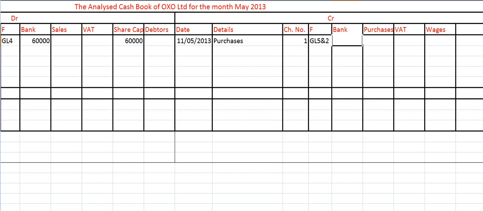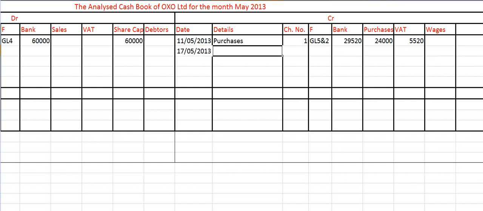I'm just pulling out the calculator here. So we have 24,000 multiplied by 23%, so that's 5,520, and then the purchases was 24,000, so that gives us a total there of 29,520. Okay, the next transaction is paid wages, money going out again, 17th of the 5th.